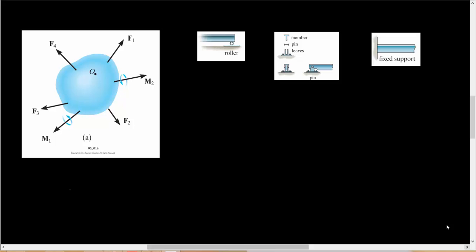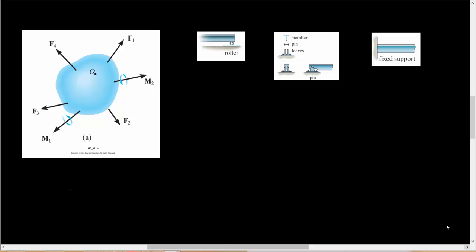Hello, this is a lecture on Chapter 5. We will be discussing equilibrium of a rigid body. Our objectives will be to develop the equations of equilibrium for a rigid body, which we've somewhat already started to discuss in Chapters 3 and 4.